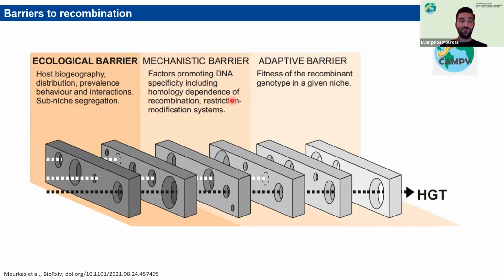The probability of horizontal gene transfer is governed by the interaction of multiple factors, if you can call them functional phases, and it can only occur when there are gaps that align in each successive ecological, mechanistic, or adaptive barrier within a given time frame. So where am I going with this?